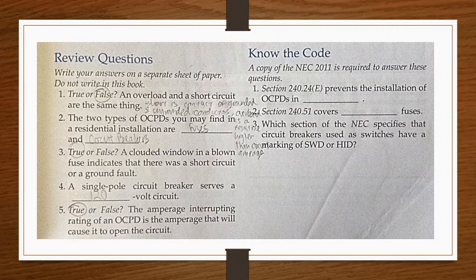Question 2. Section 240.51 covers blank fuses. Fill in the blank. That would be Edison base fuses. And question 3. Which section of the NEC specifies that circuit breakers used as switches have markings of SWD or HID? And that would be section 240.83D of the 2011 NEC. It may be slightly different on later copies.